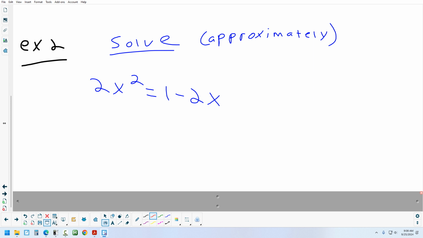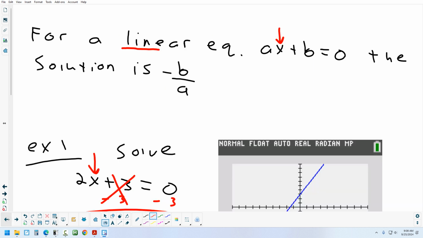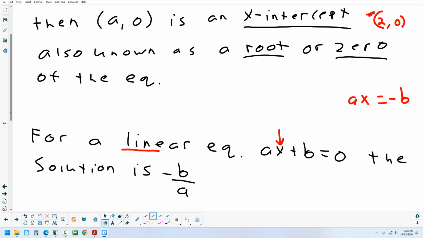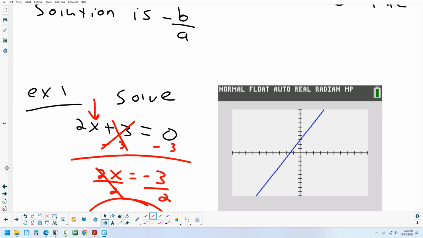Okay? But this is not asking for an exact answer. Any question on how I know it's not asking for an exact answer? Just the word approximate. All right. So we're going to be finding the zeros, which means the first thing we have to do is rearrange this equation so it's equal to what number? Yeah, just like we did in this problem. We want to get 0 on one side.